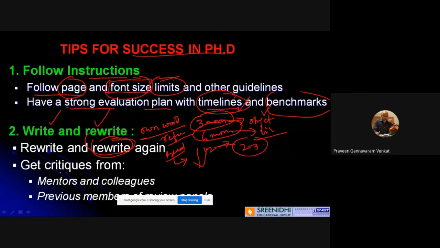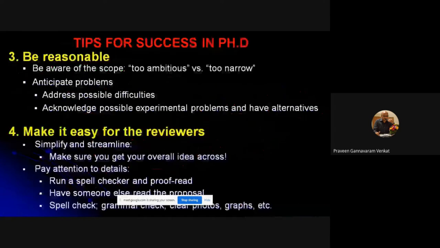Next, you can get some critics from your seniors, mentors and colleagues. You have to welcome the critics, constructive criticism, to make our thesis more effective and more significant. We have to welcome the critics from the mentors, colleagues and the previous members of that research work.